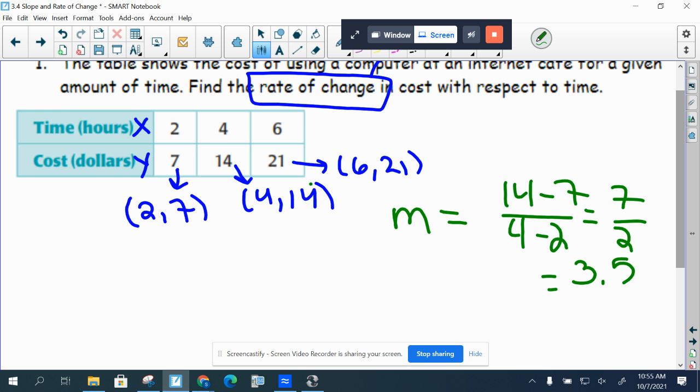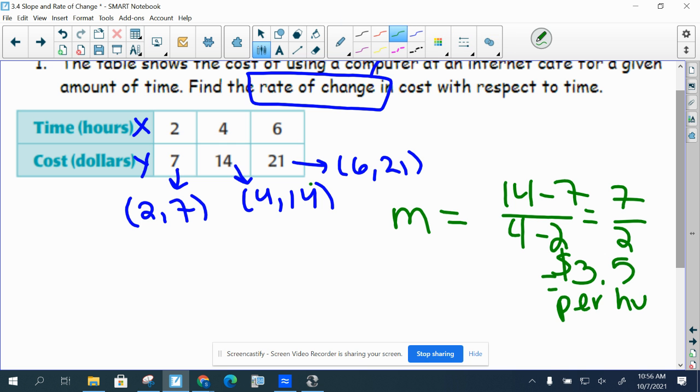I just say dollars per hour. So when you're finding a rate of change, the units have two parts to it. You should have one part and then the per part. So something per something. Miles per hour, dollars per hour, something per minute. Now, could you have just seen that from the table that it's increasing by 3.5 each time? Sure, but sometimes it might not be that clear.